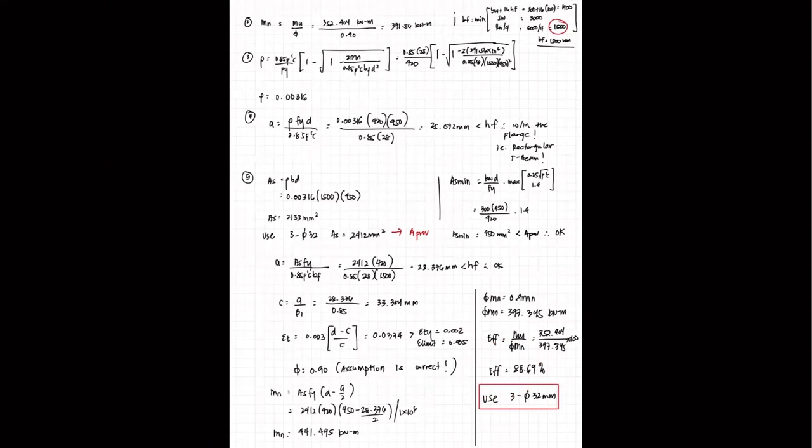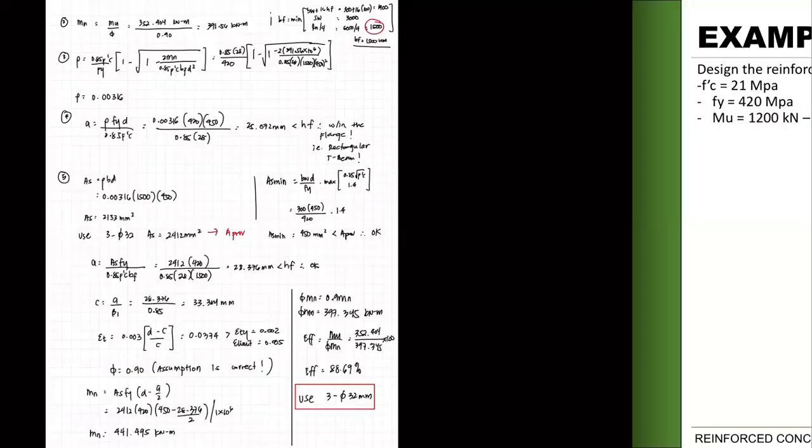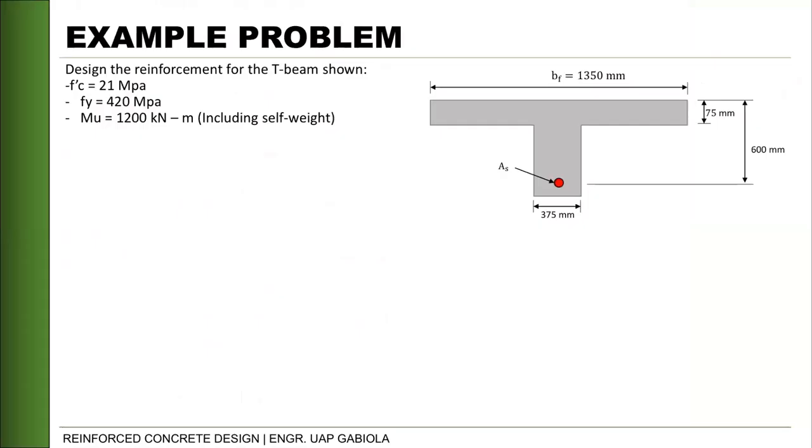So that is for the first example. Next, we try another one. The first example is a rectangular T-beam. Let's hope the second one is a true T-beam, then we can demonstrate how we can design if it turns out to be a true T-beam.